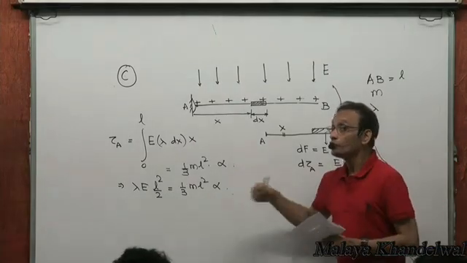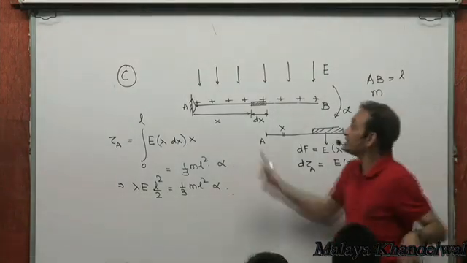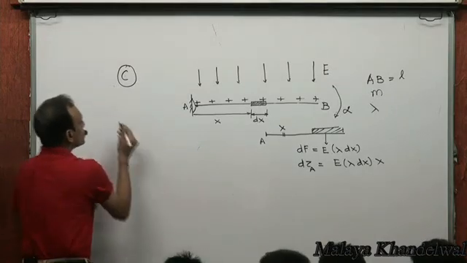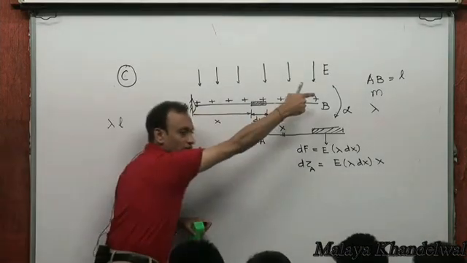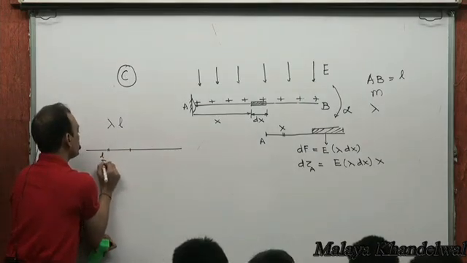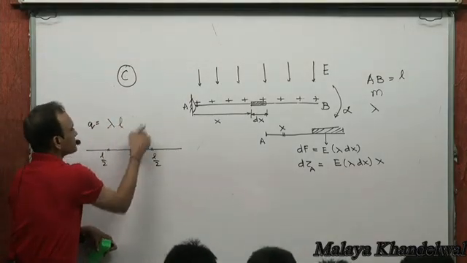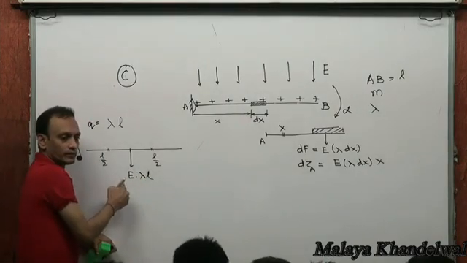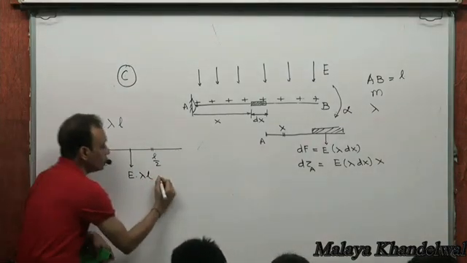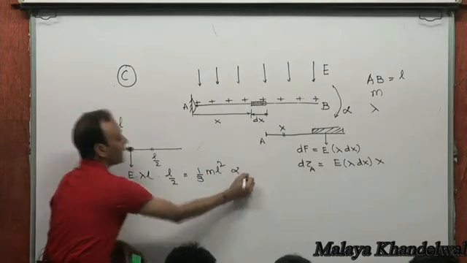So the angular acceleration alpha could also have been found without integrating. Since it's a uniform electric field, what we could have done really is, it experiences a total force. What's the total charge? Lambda into L is the total charge. Since it's uniformly distributed, we could imagine this entire charge to be halfway down the rod, at L by 2, and it experiences a force E times lambda L, E times the total charge. This force produces a torque E into lambda L into L by 2 about this end A, and that must be I about A, which is 1/3 mL squared into alpha.